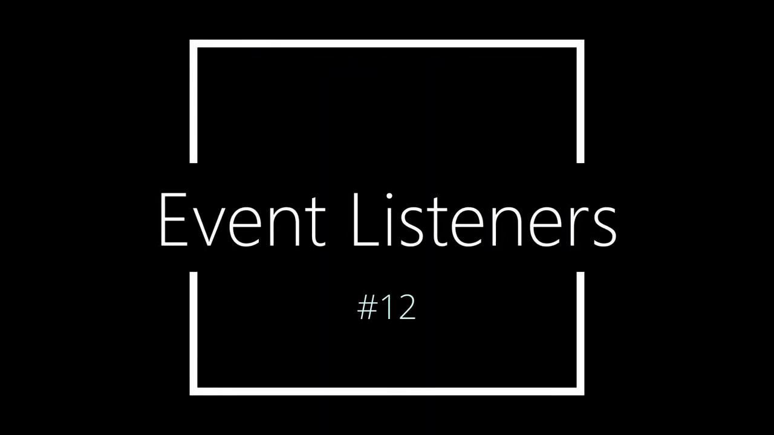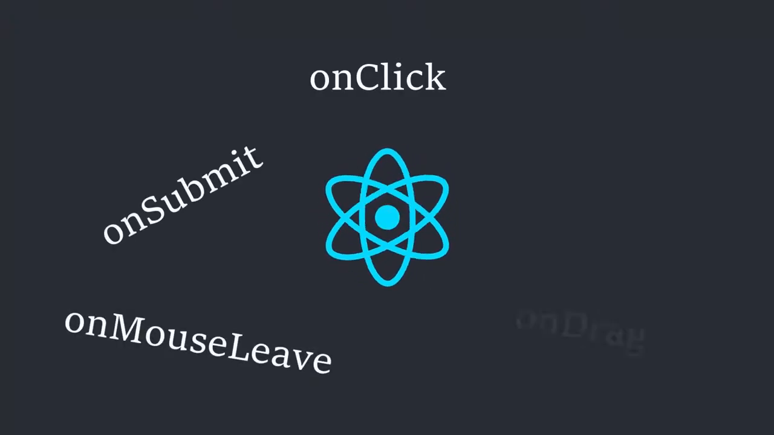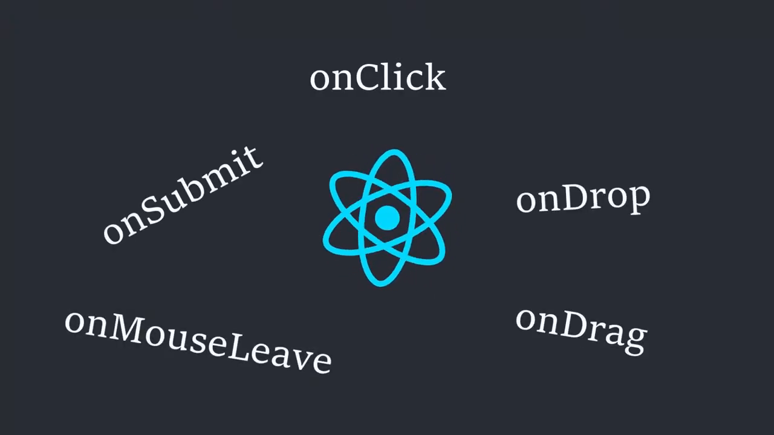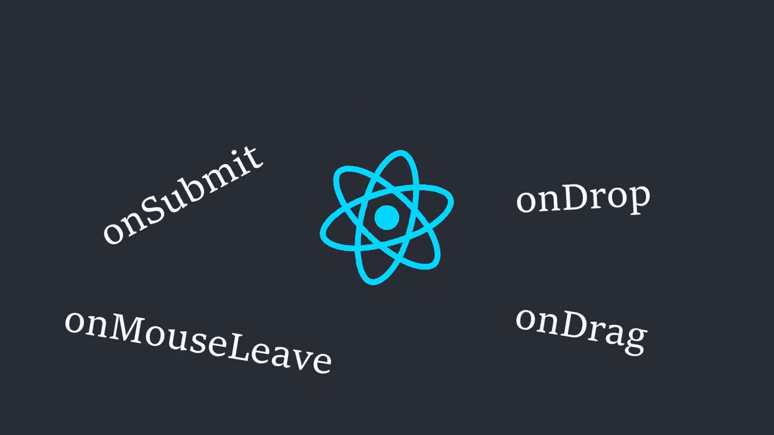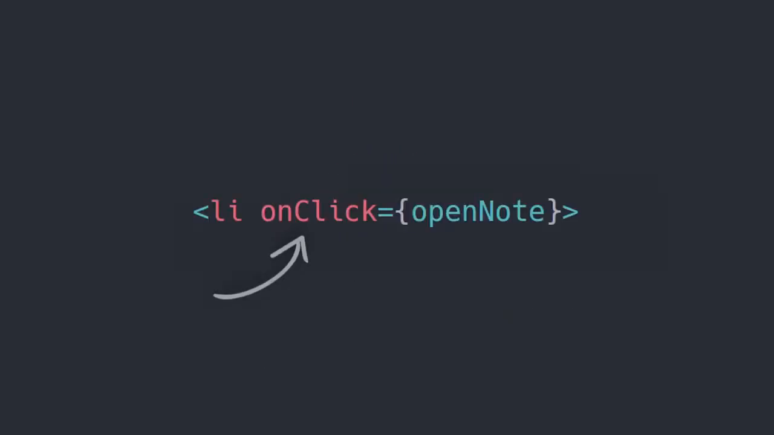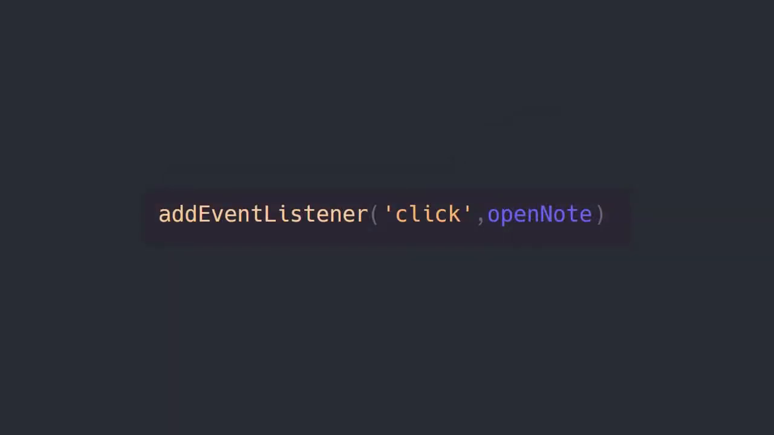Event listeners. Handling events with React is very similar to how we would do this in traditional JavaScript with a few differences. In React, we camel case event names and we pass in the function we want to call directly inline between two curly braces. So there is no need for methods like addEventListener because our JavaScript code and HTML are mixed together.